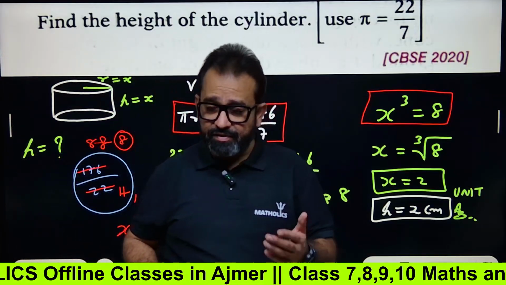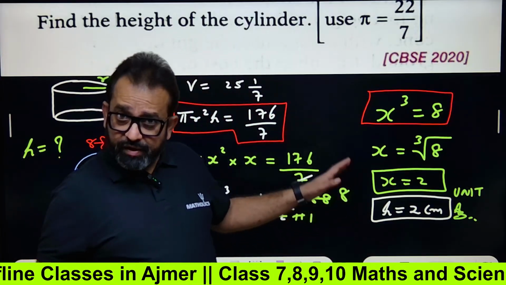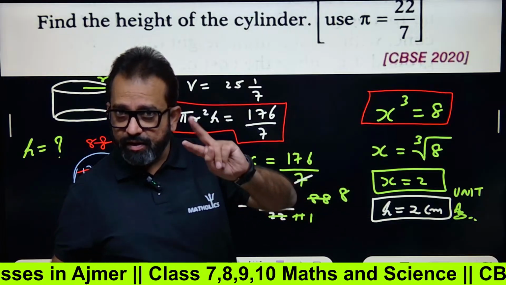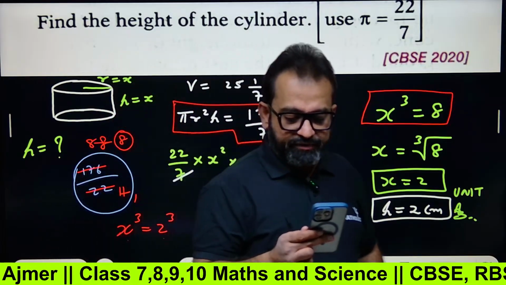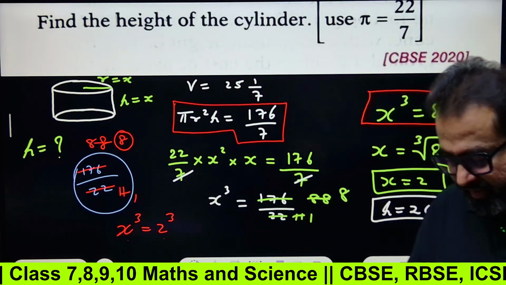So what was x? It was the radius, it was the height of the cylinder. So h and x both are equal to 2 centimeters. Copy it and I'll be moving forward. Yes, we can cancel it.